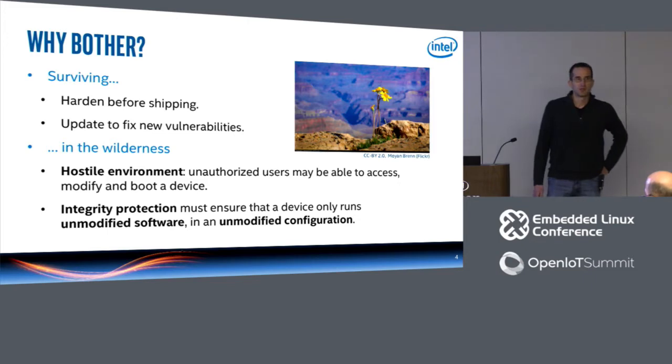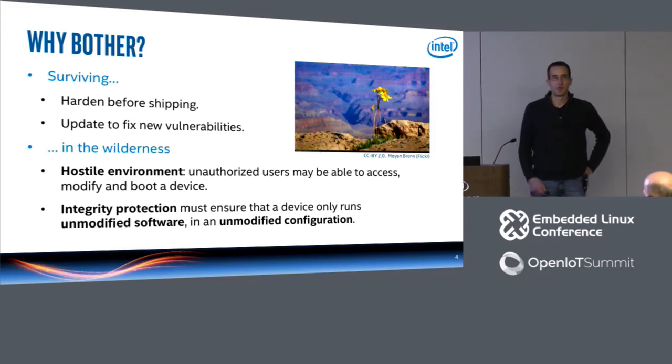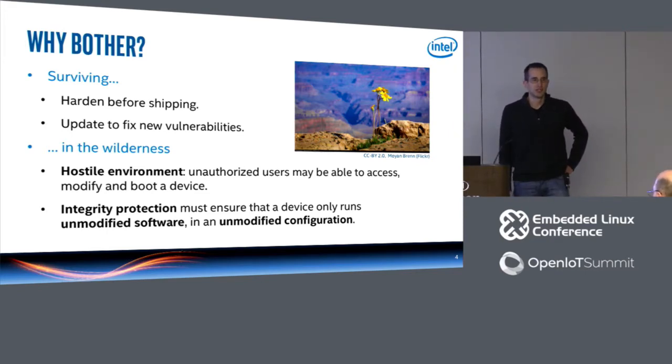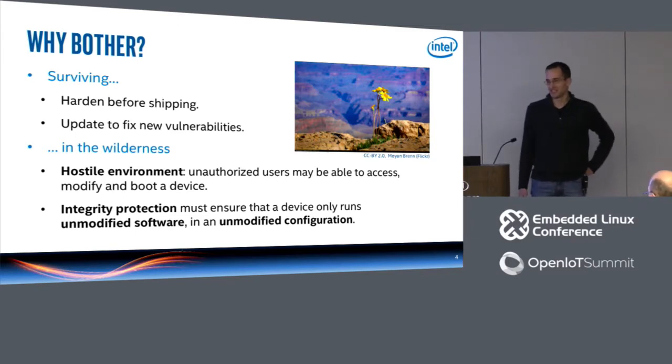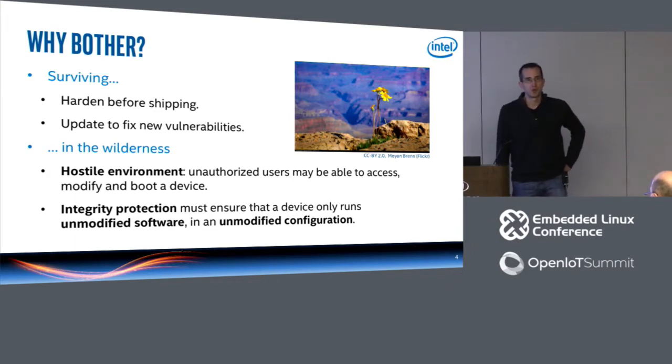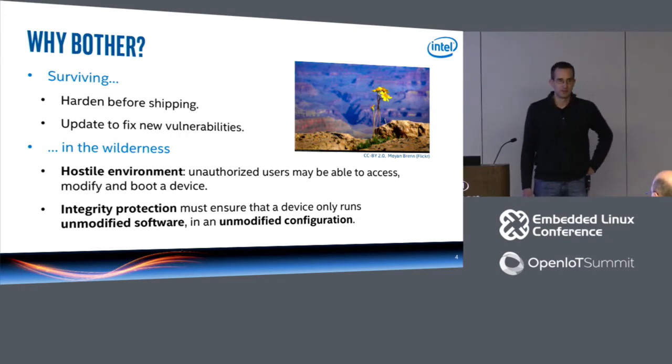And the other part that I put into the title of my talk is surviving in the wilderness. And with wilderness, I mean that an embedded device might actually be used in an environment that is not as friendly as your PC at home. It might be deployed somewhere where people have access to it who might want to do not so pleasant things to it, like hacking it, like getting their own software up and running on it. And one mechanism to cope with that, besides making the hardware, for example, hardware hacking resistant, is integrity protection. If you can get your device up and running so that it only runs software that has been verified to be unmodified, that's already a good start.